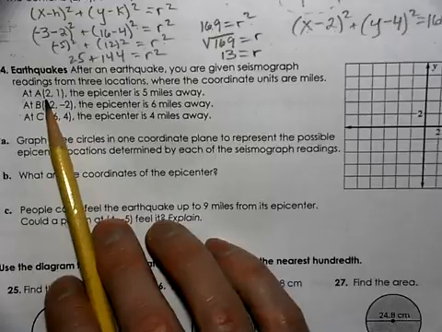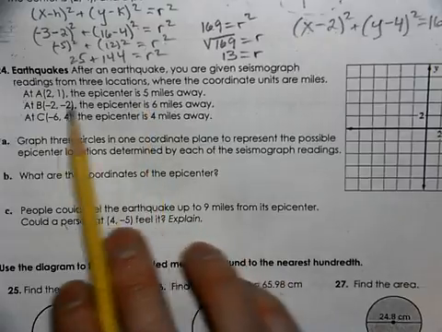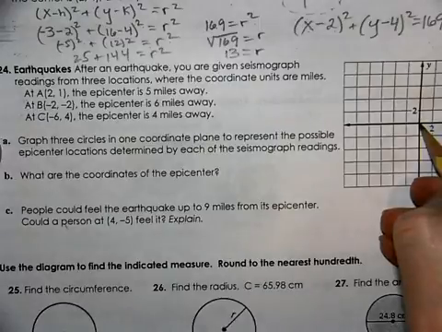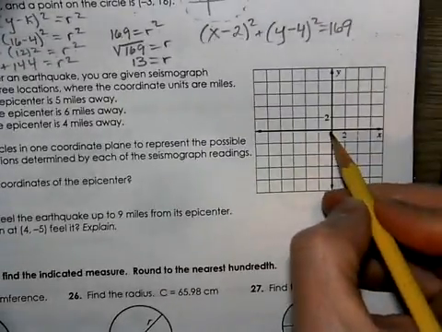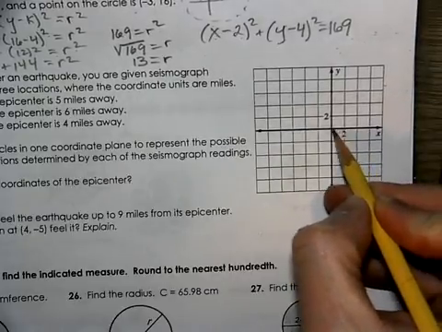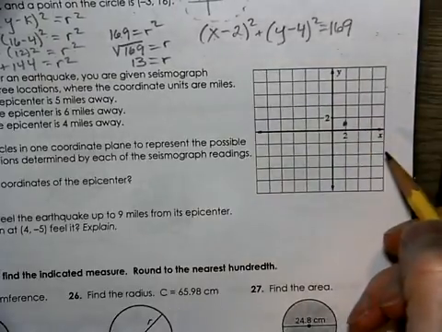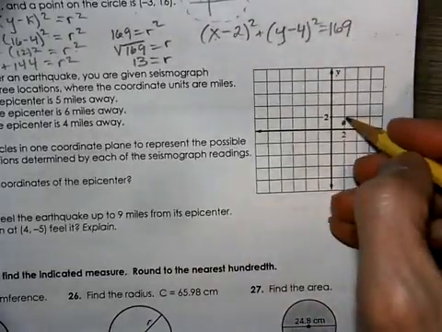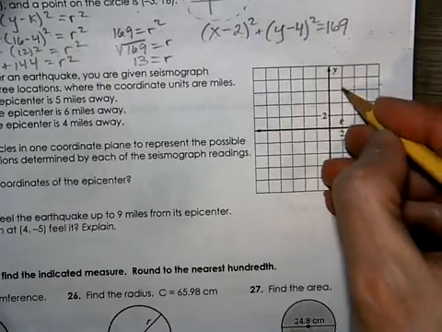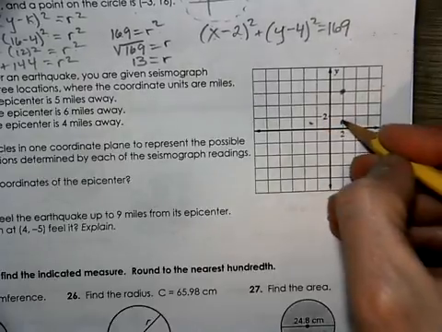Here we have an earthquake, as we also have a seismograph that has readings for 3 different locations. We have one reading at 2, 1. Now notice the units here on our graph. They're going by 2's. So when we say 2, 1, 2 is 1 unit, and 1 would be half a unit up. Now we're supposed to go 5, a radius of 5. So 1, 2, 3, 4, 5.